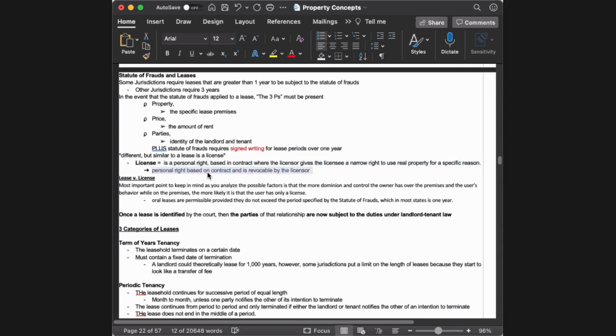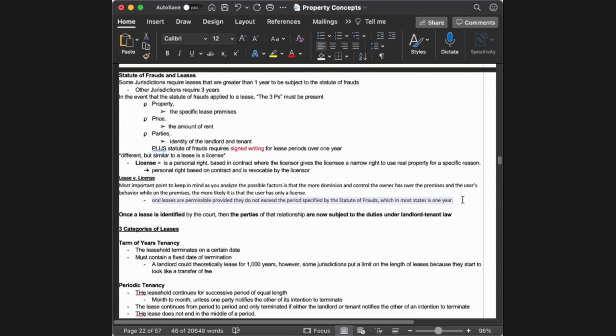The personal right is based on contract law and is totally revocable by the licensor. You can revoke your license to somebody to use your property at any time. That's essentially it, the lease versus a license. So the most important point to keep in mind as you analyze the possible factors is that the more dominion and control the owner has over the premises and the user's behavior while on the premises, the more likely that it's going to be a license.